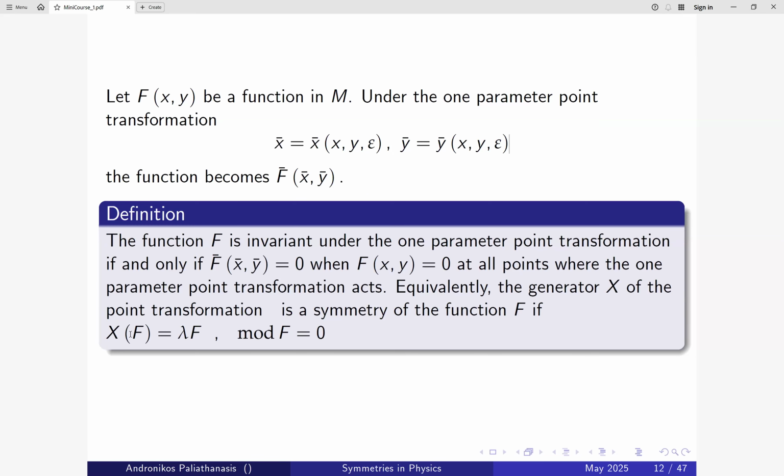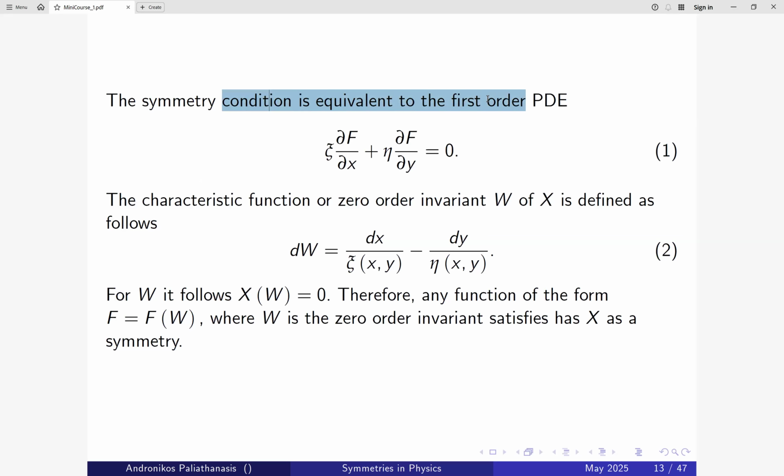Now, this is called the symmetry condition, and it is equivalent to the following system of first-order PDEs. The action of the operator X on the function f is equal to lambda times f, or we can say 0. The characteristic function, or zero-order invariant w of X, is defined as follows. This is a characteristic invariant of the transformation, and it has the property that when X acts on w, it is identically 0 by definition.